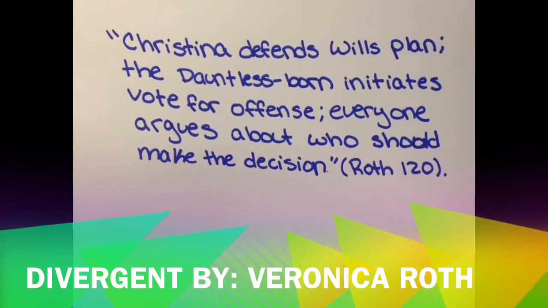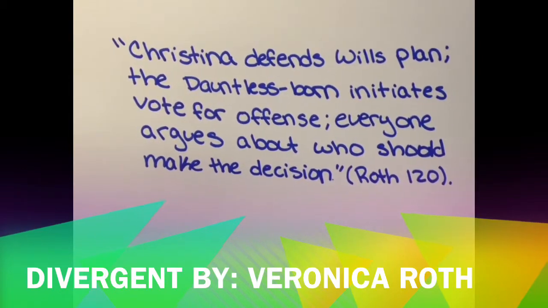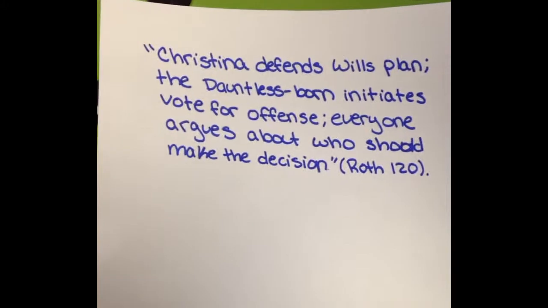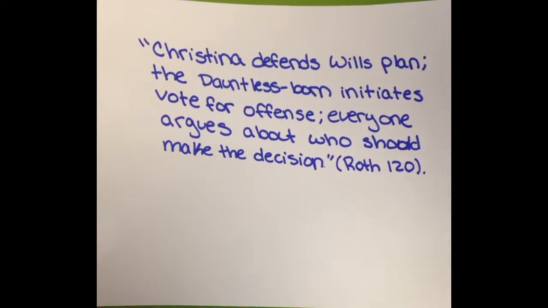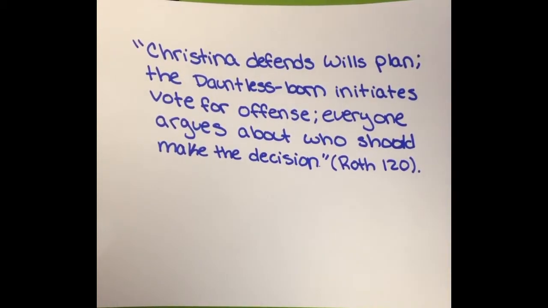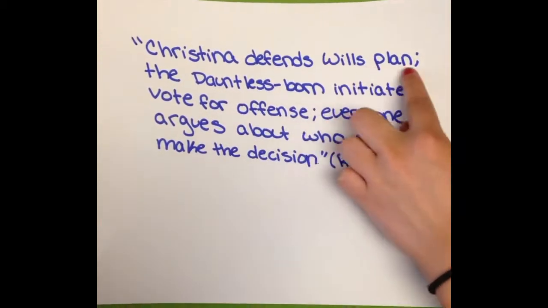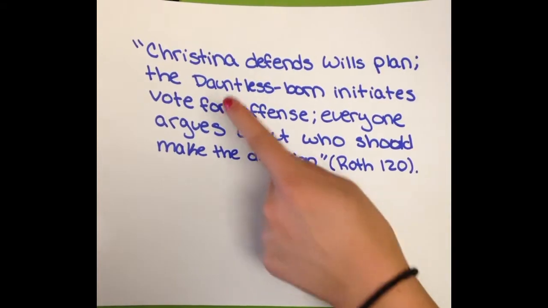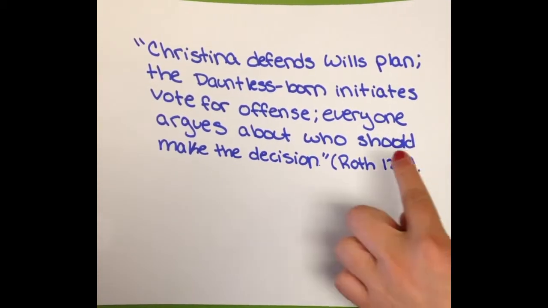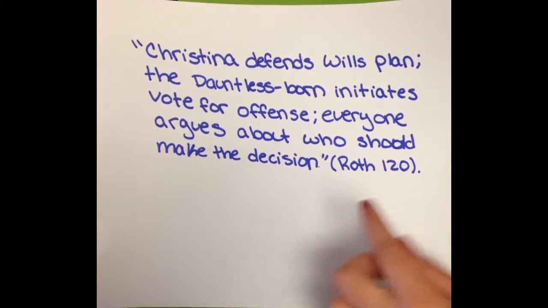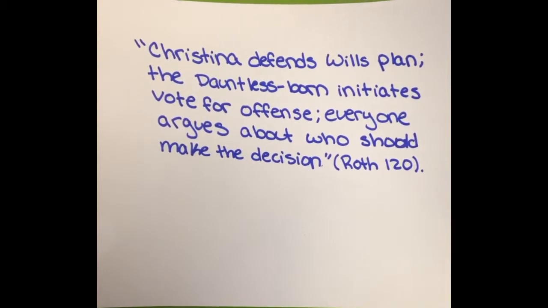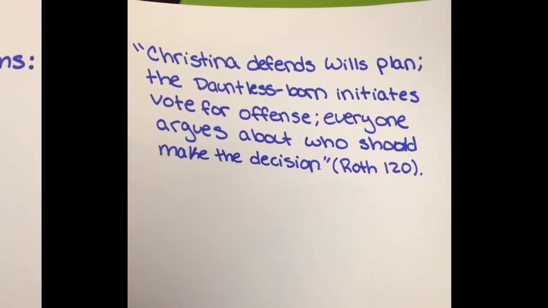In Divergent, "Christina defends Will's plan; the Dauntless-born initiates vote for a fence; everyone argues about who should make the decision." The semicolon is used correctly because it joins the three sentences. Each sentence is an independent clause because it is a group of words that can stand on their own. The first sentence is, "Christina defends Will's plan." The second sentence is, "The Dauntless-born initiates vote for their fence." The third sentence is, "Everyone argues about who should make the decision." The semicolon keeps the sentences somewhat separate, but it also shows the close relationship between the three clauses.